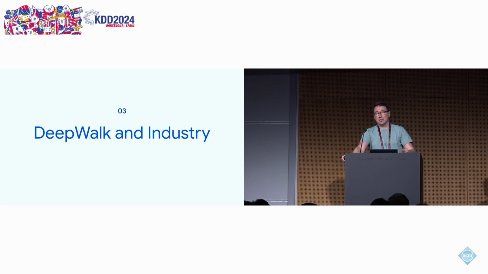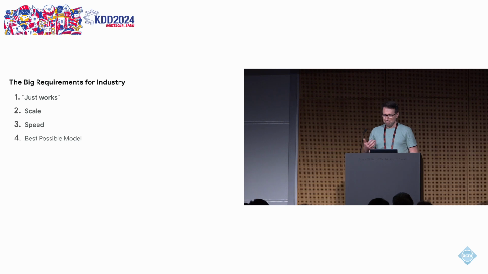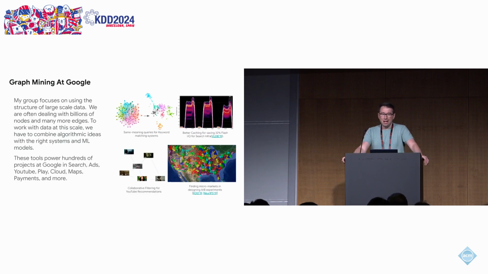To talk for a minute about industry and how DeepWalk was affected there. In my experience, the big requirements for industry are, number one, that it just works. This means the fewer hyperparameters you have, the quicker you can get from data to a solution. That time to market is the most important thing. It's also important that it actually runs on your data set size, and that it runs with a latency that works for your application. But it's a lot less important to have the best possible model. If you can spend one day developing something and it just works, you're probably not going to go back and rewrite it unless there's really big headroom to spend more time on it. As part of the graph mining group at Google, we focus on using graph structured data in all different sizes and scales of problems.